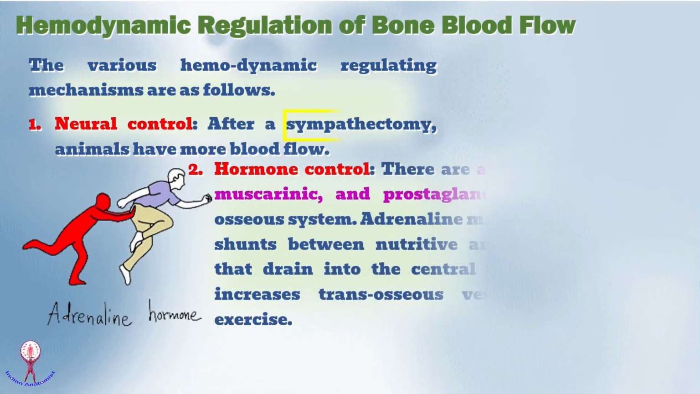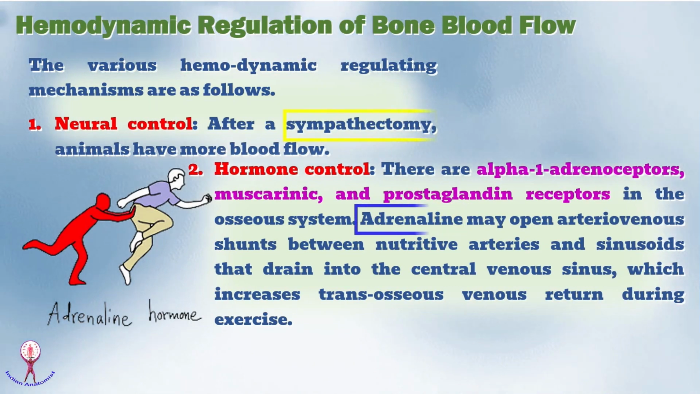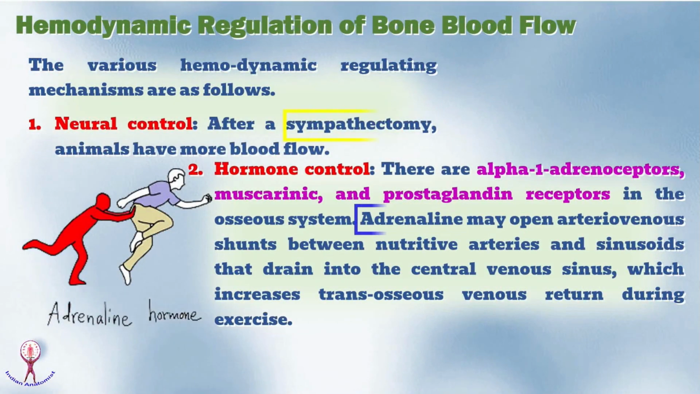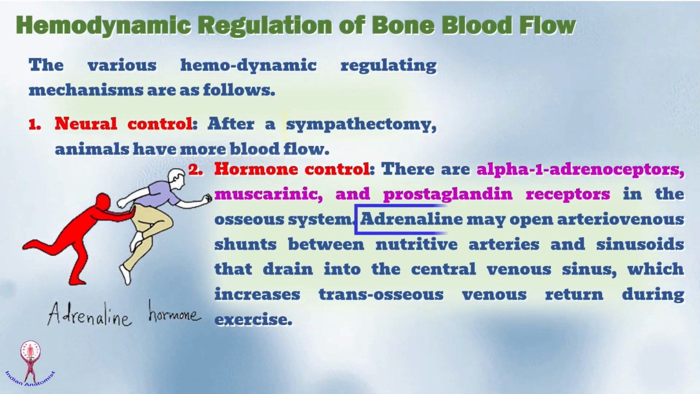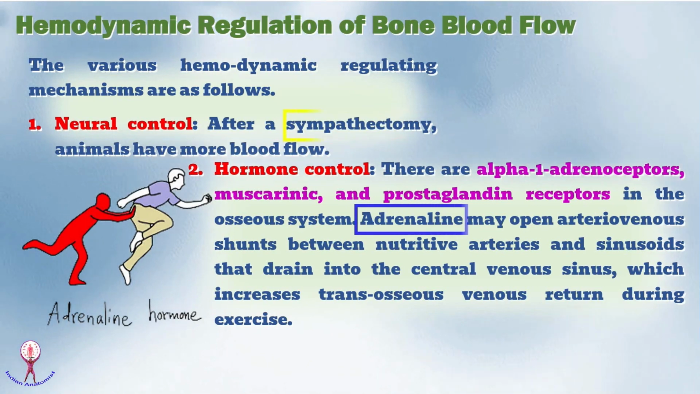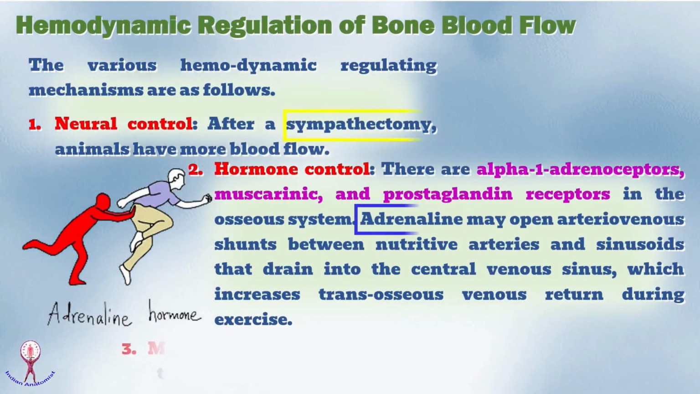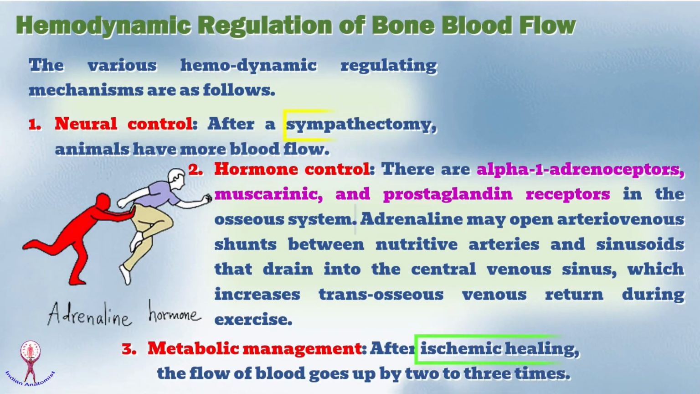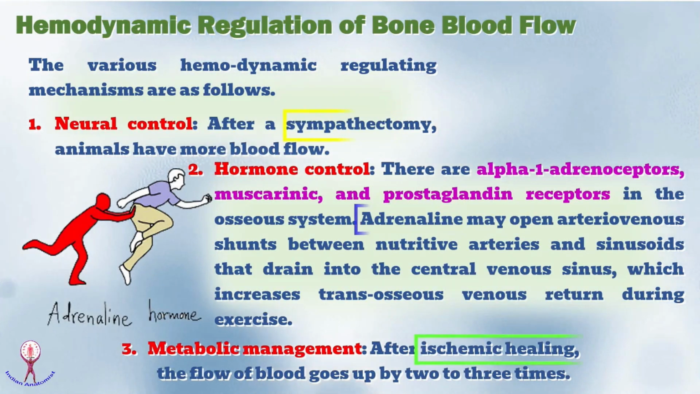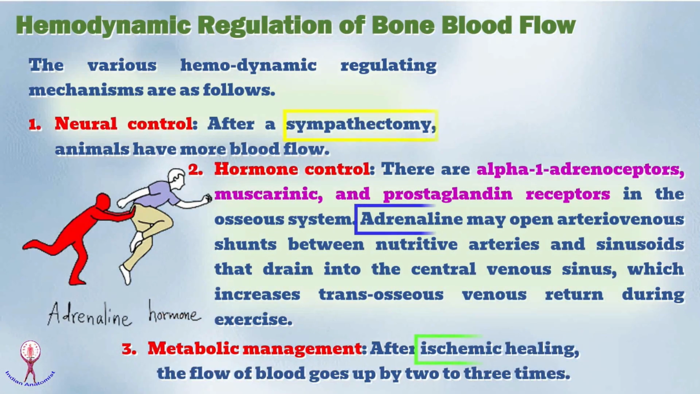Number 2 is hormone control. There are alpha-1 adrenoceptors, muscarinic, and prostaglandin receptors situated in the osseous system. Adrenaline may open arteriovenous shunts between nutritive arteries and sinusoids that drain into the central venous sinus, which increases transosseous venous return during exercise. Finally, number 3 is metabolic management. After ischemic healing, or healing after inadequate blood supply, the flow of blood goes up by 2 to 3 times.